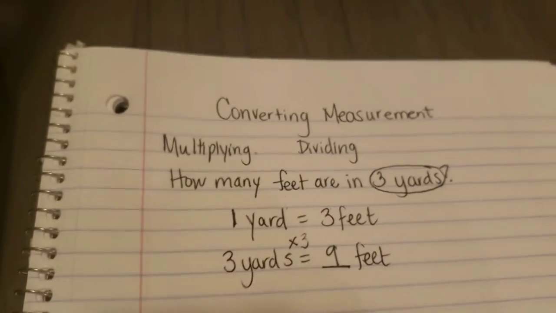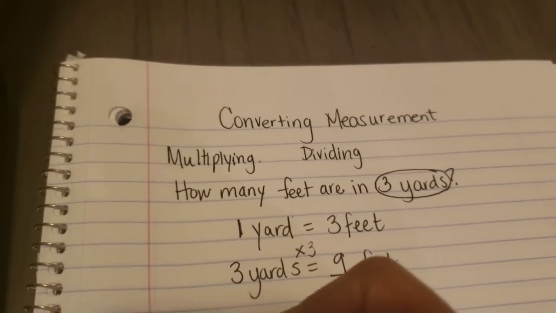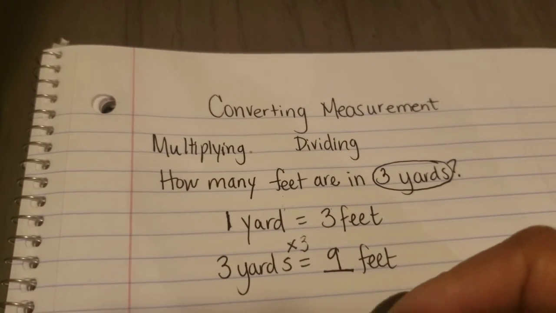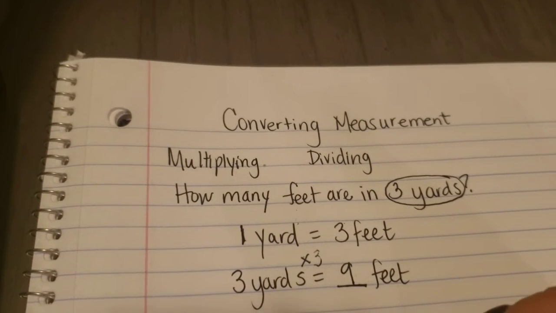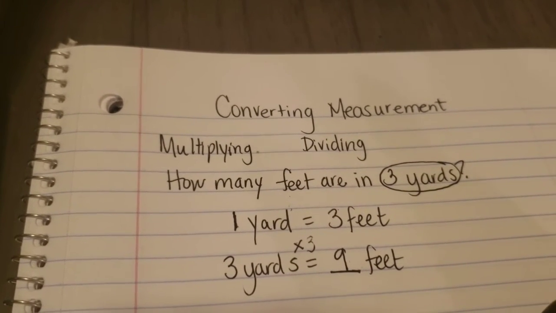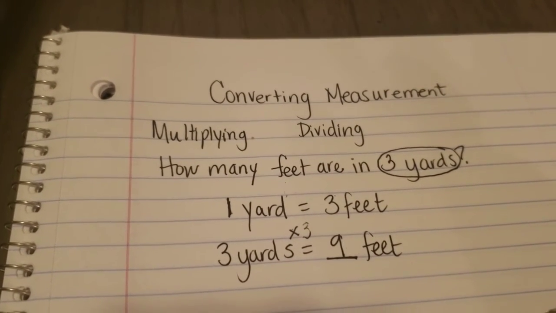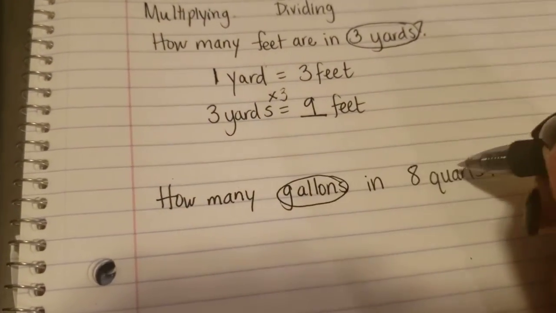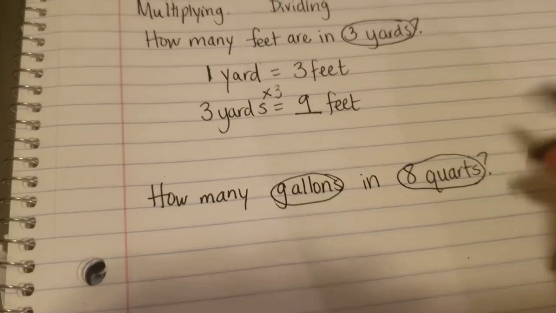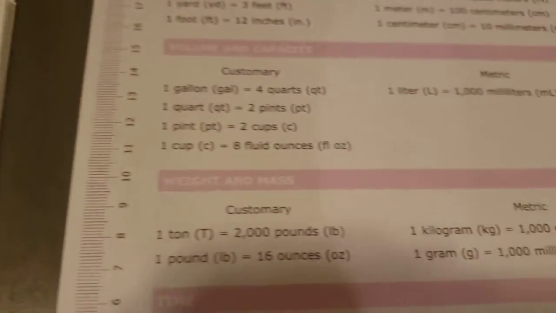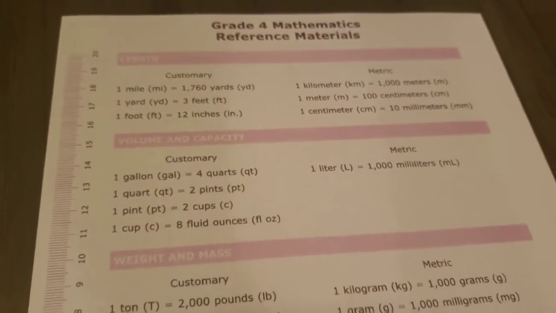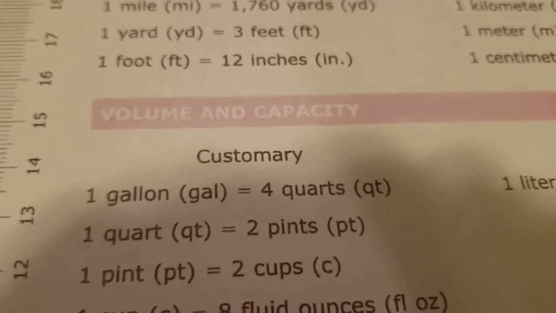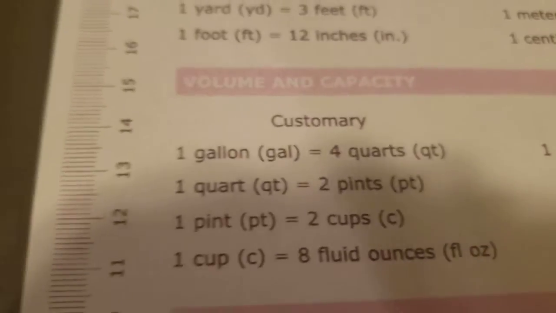Let's try another one. All right, so how many gallons in 8 quarts? Okay, so my two keywords here are gallons and quarts. So I don't have to think. Let me go over to my handy dandy chart. Let me see, do I find gallons and quarts? And bam, there it is. 1 gallon equals 4 quarts.